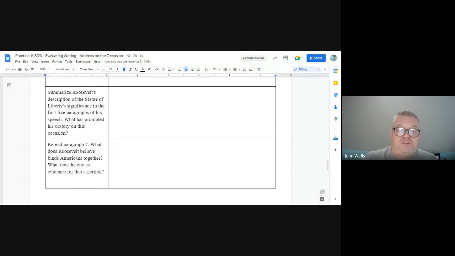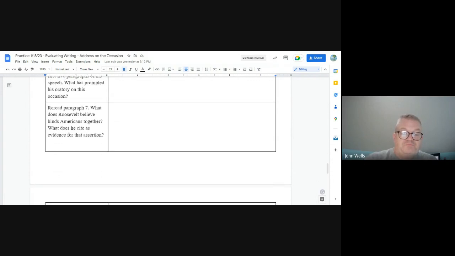Summarize Roosevelt's description of the Statue of Liberty's significance in the first 5 paragraphs. What has prompted his oratory on this occasion? Now, this is going to take a little bit of thought and a little bit of effort. You want to take those first 5 and then say, here's what he's trying to say, right? Like, here's what he's saying. He said, look at the Statue of Liberty. This is what it represents. This is why it's important. What is that interrelationship to the occasion that he is giving this speech on?